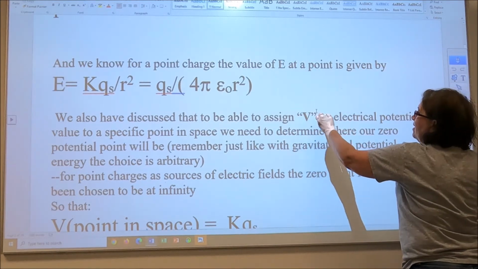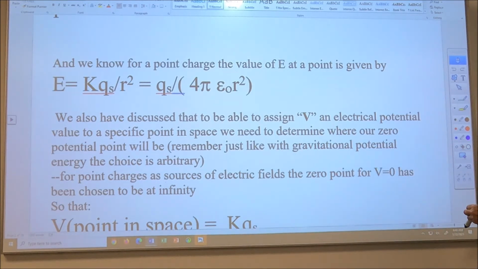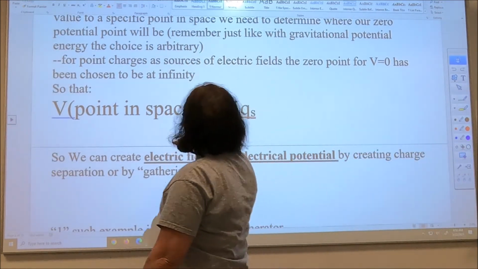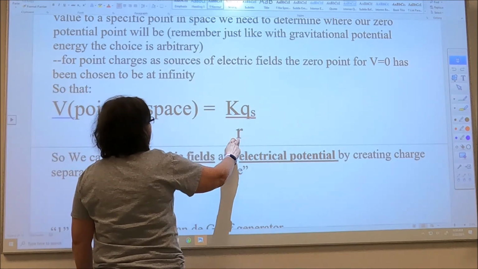So, when we assign V an electrical potential value at a specific point in space, we need to decide where our zero electrical potential is going to be. By convention, when we're looking at a point charge, the 0 point for electrical potential is set at infinity. Okay? So V at a point in space is equal to K Q_S over R.